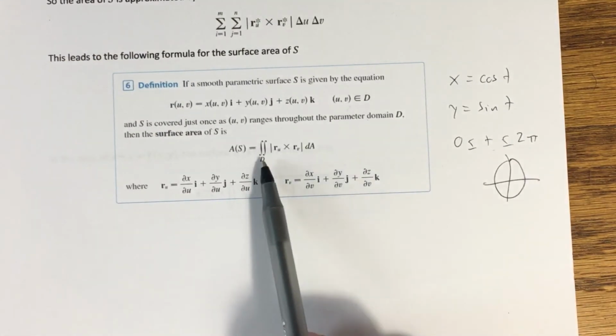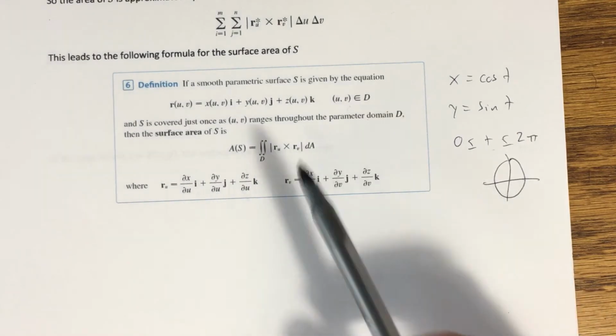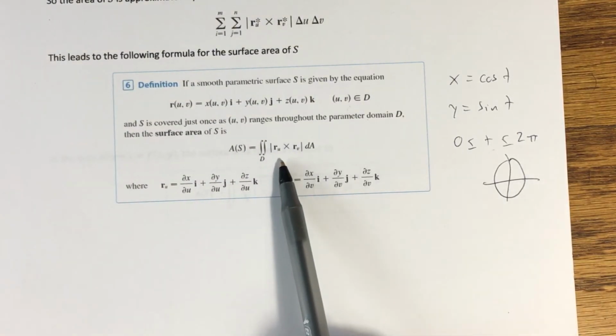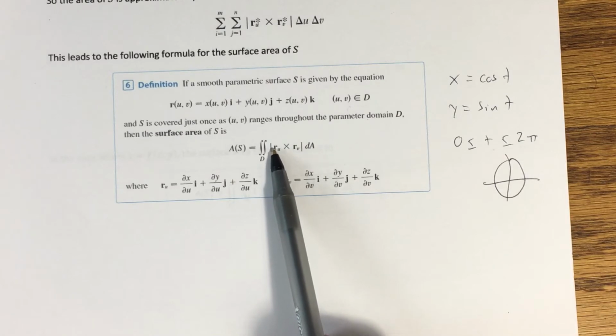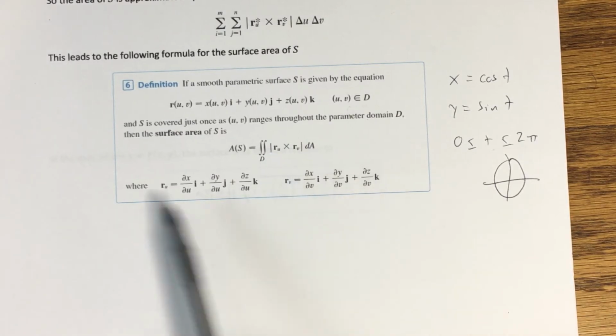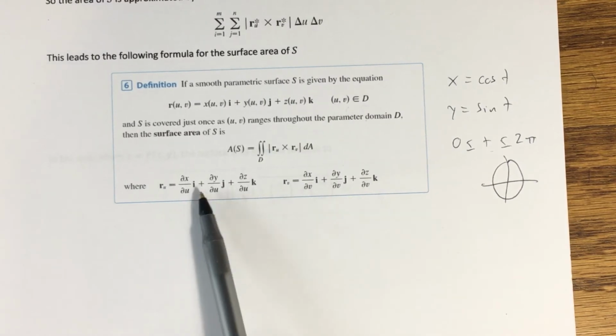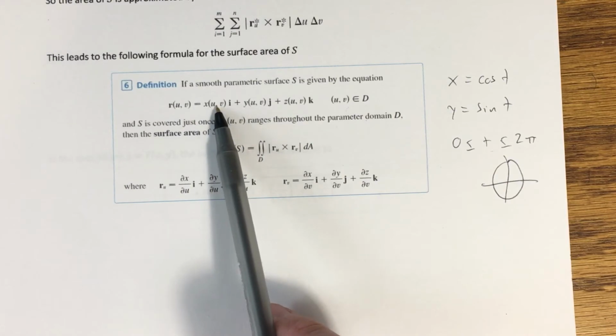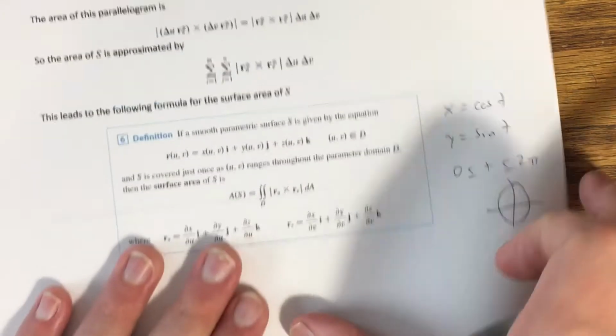So notice it's the double integral over the region D. It's a rectangle here, but we can actually generalize this to other regions, not just rectangles. Of the magnitude of the cross product of r_u with r_v dA. And r_u and r_v are given here. These are just the partial derivatives of this vector function with respect to u or with respect to v.